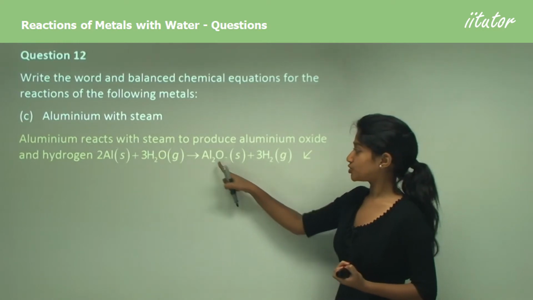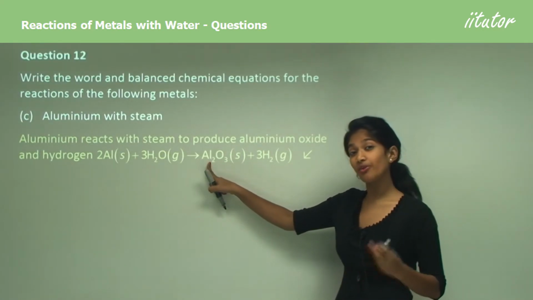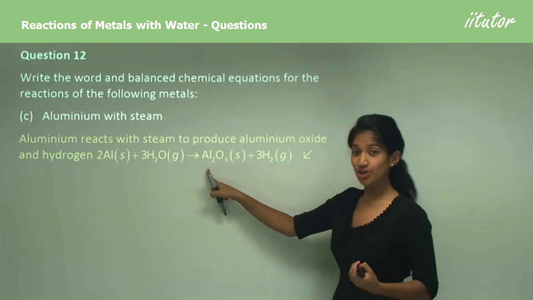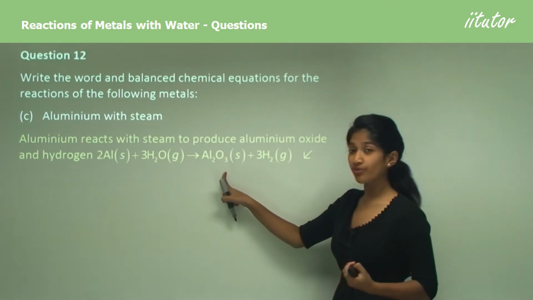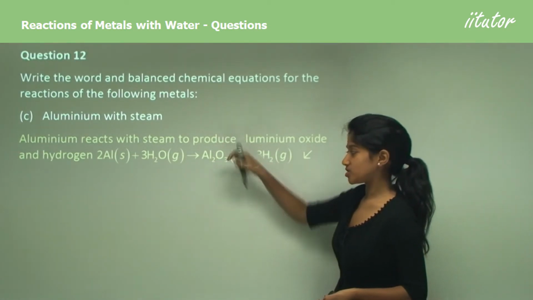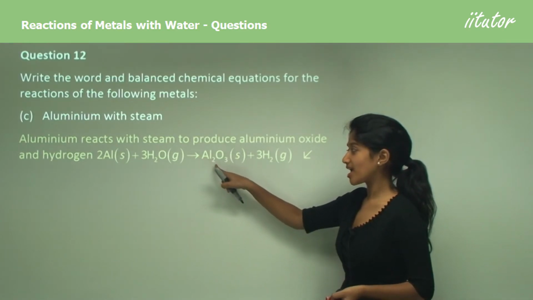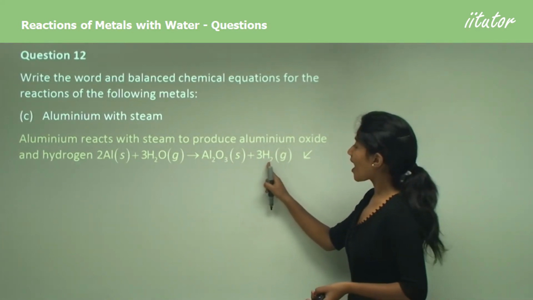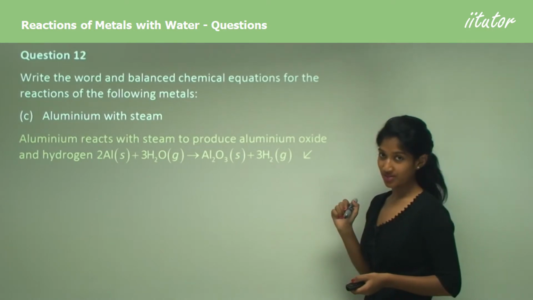is Al2O3. Because aluminium is from group 3, it has a valency of +3, and oxygen is from group 6, so it has a -2. When they cross over, it's going to be Al2O3. And we have hydrogen gas also being produced.